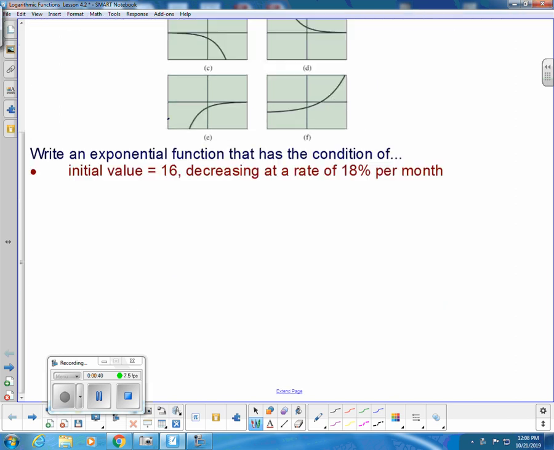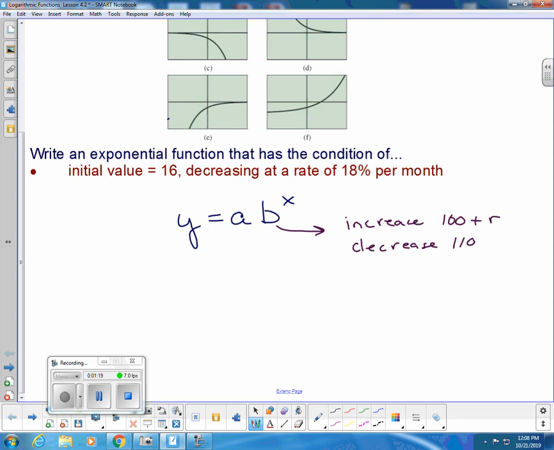All right, second part here. Write an exponential function that has an initial value of 16 and decreases at a rate of 18% per month. If you're increasing or decreasing at a rate per time period, you're going to use this formula here, just your basic exponential, a times b to the x. But keep in mind, the b here, if you're increasing, is going to be 100 plus that rate. If you're decreasing, it's going to be 100 minus that rate.